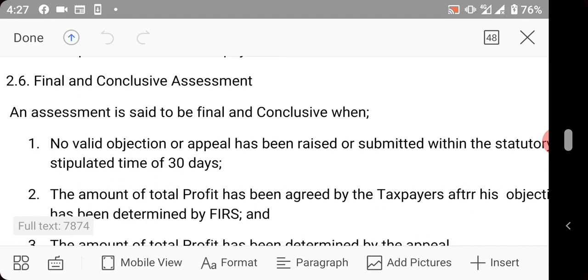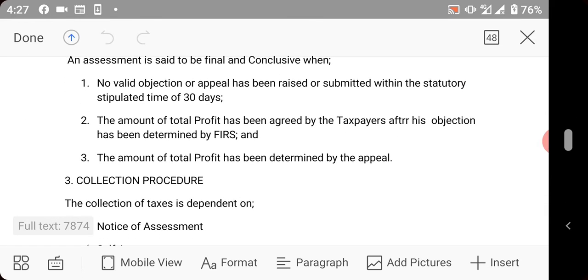Now, one, where you failed to raise a reasonable objection within 30 days. That's the thing. Second one is where you have accepted the refusal of notice to amend. You can also hold where the tax appeal tribunal has finalized on your objection with the FIRS. So we now say that assessment is final and conclusive. So that is that for that.